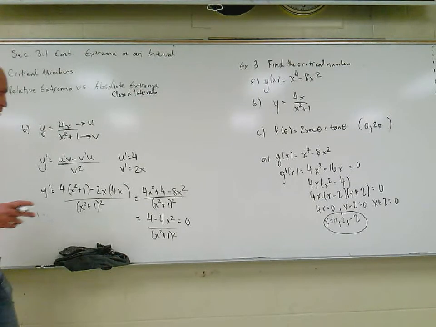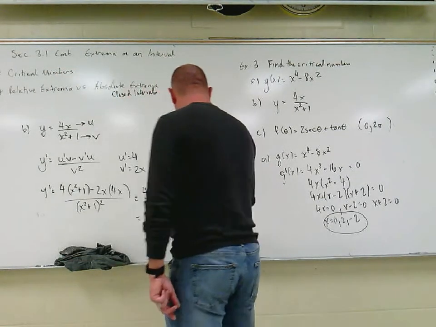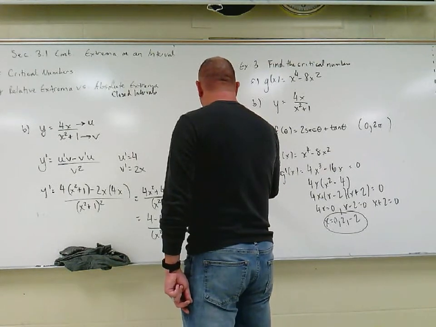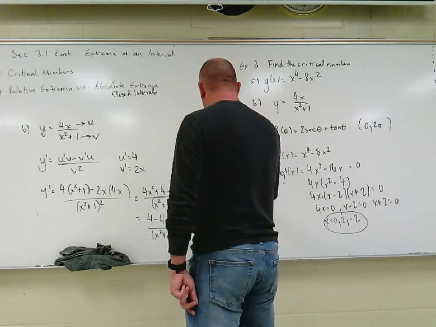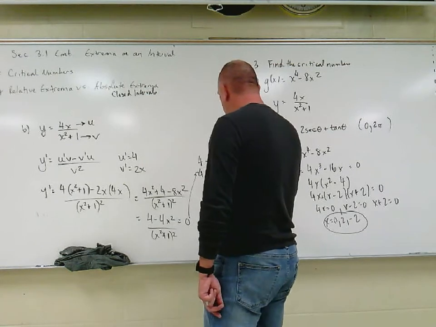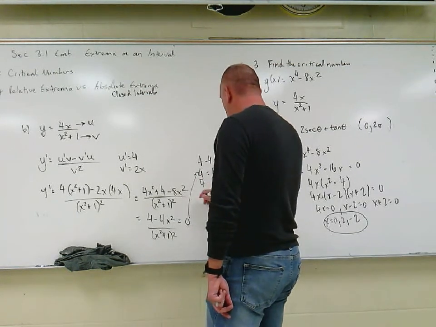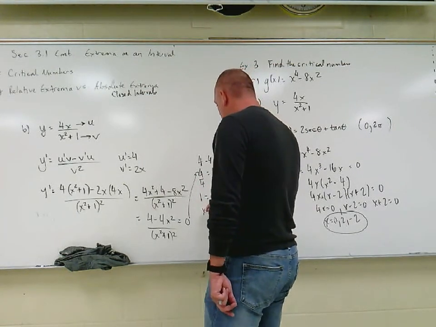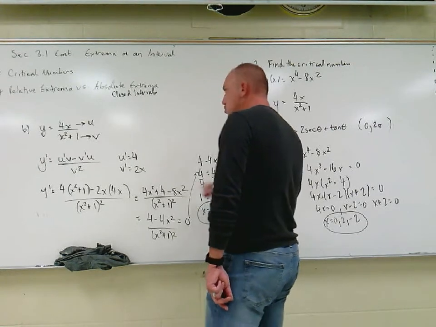Okay? So if I set the top equal to 0, 4 minus 4x squared is 0. 4 equals 4x squared. Divide by 4. 1 is x squared, so x is plus or minus 1. Those are your 2 critical numbers.